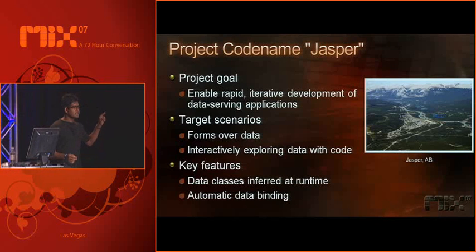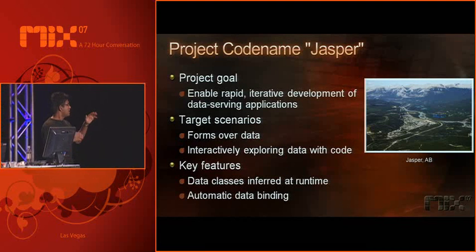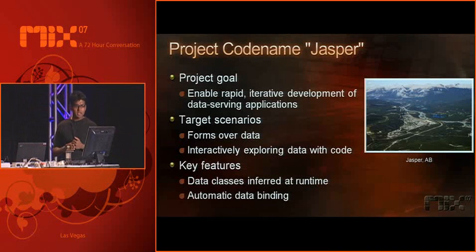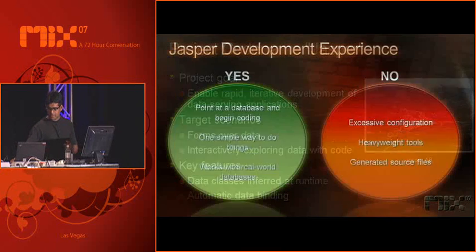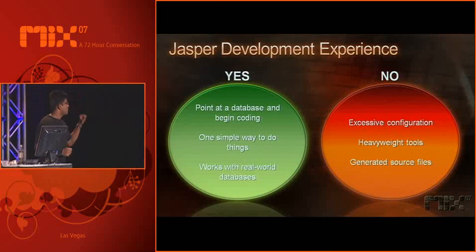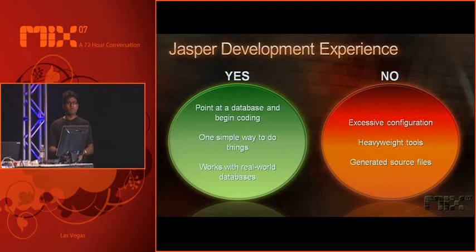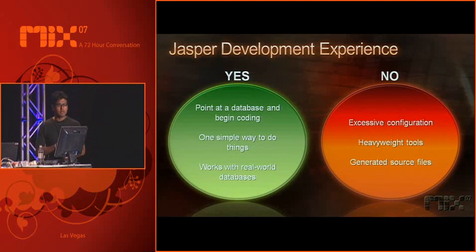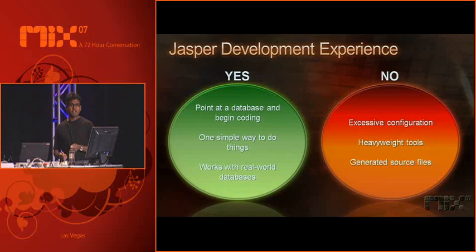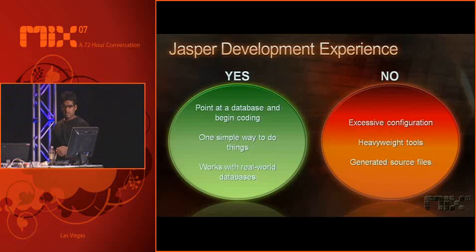So, the two takeaways, if you don't take anything else away from this talk, the two things you need to know about Jasper. One is that data classes are inferred at runtime. That means there are no generated source files to deal with, and a lot of the complexity is moved away from the development experience. And then there's the auto data binding that you saw in the demo. So what we want to go for is: point at a database and begin coding. We wanted to give you one simple way to do things and have this work with real-world databases. It's very well and good for me to work in my ideal demo database, but in the real world, this should work too. And what we were specifically trying to avoid is excessive configuration, heavyweight tools, or source files that you then have to manage and maintain after the fact.